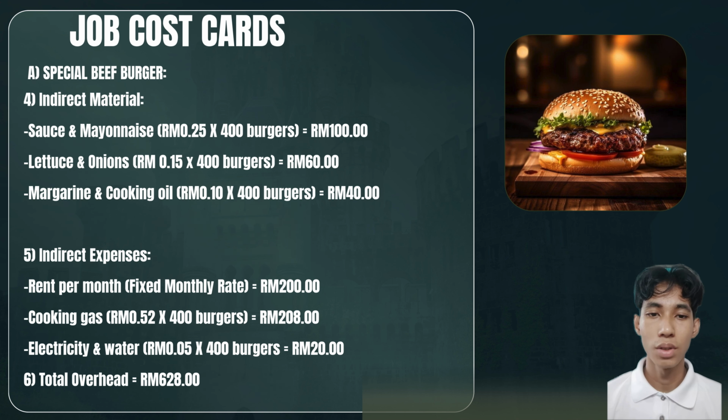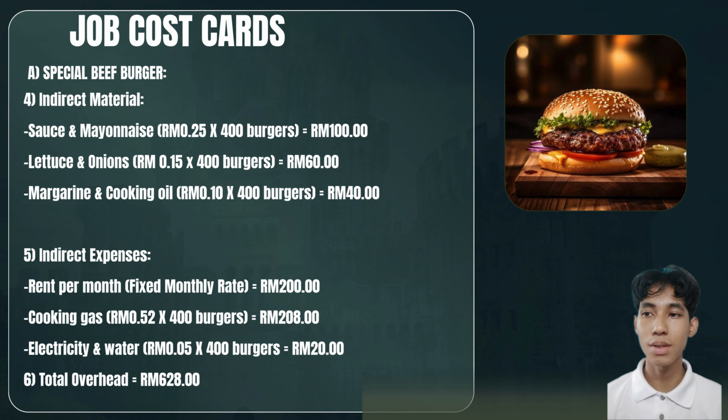To find the total overhead, we have to find the indirect material and indirect expenses. For the first one is indirect material. In the indirect material, we have sauce and mayonnaise, 25 cents times 400, we got 100 ringgit. And lettuce and onion, 50 cents times 400 equal to 60 ringgit. Margarine and cooking oil is 10 cents times 400 equal to 40 ringgit.